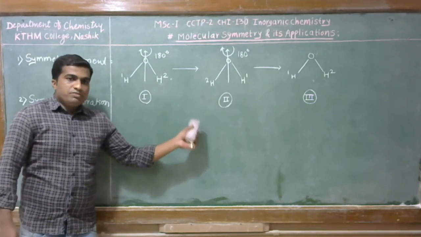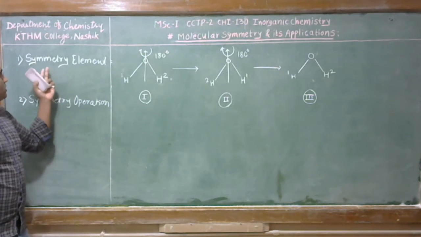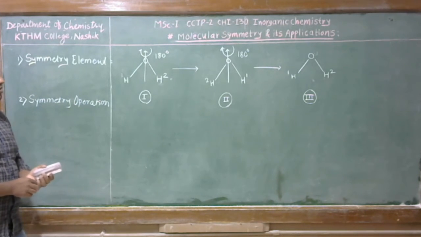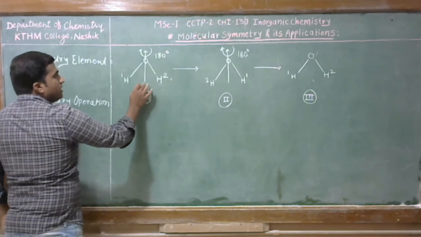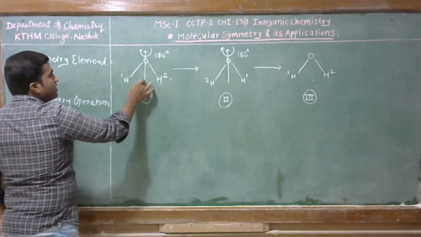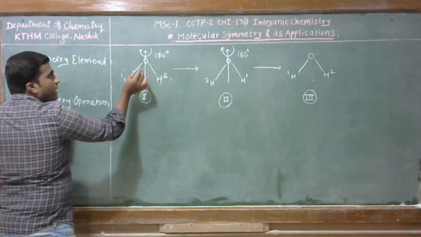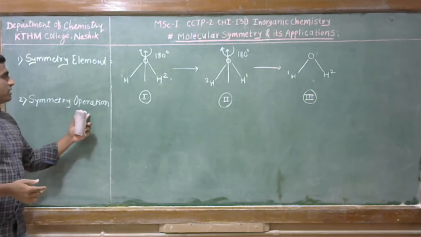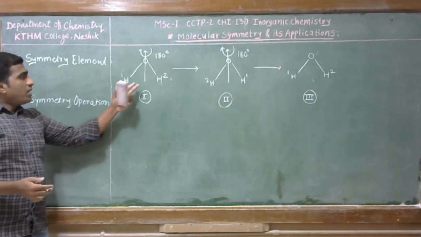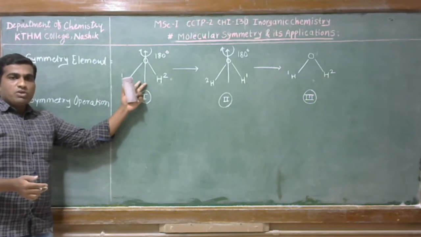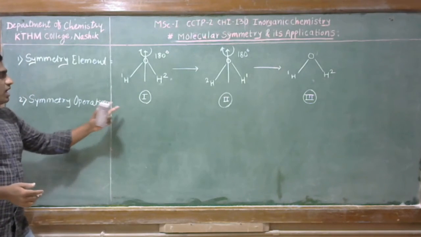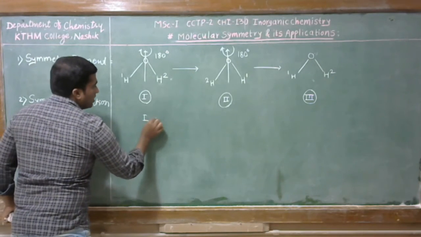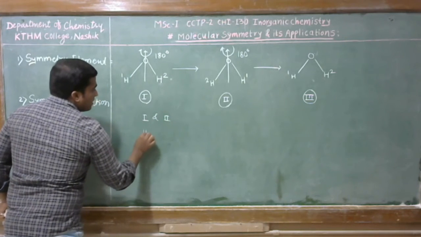Okay. So in this example, we have used these two concepts, symmetry element and symmetry operation. So this imaginary line is known as the symmetry element, and by using this imaginary line, we have performed a symmetry operation. Or by using this imaginary line, we rotate this molecule, known as the symmetry operation, and finally we will get these 3 configurations.